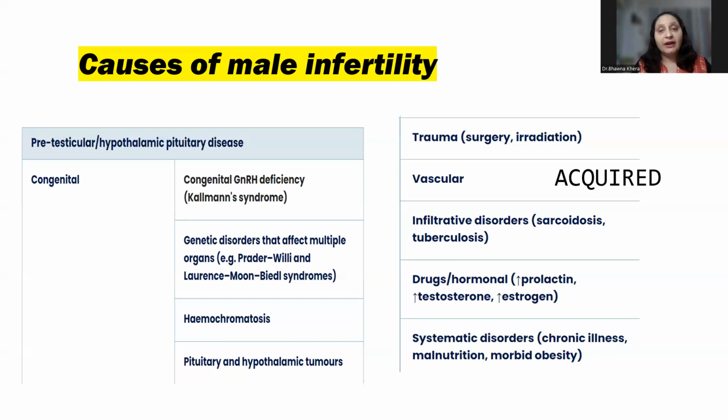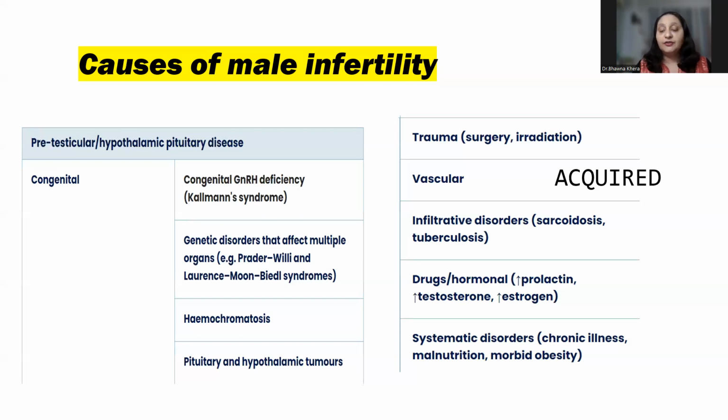Now, what are acquired causes? Like trauma, which may be because of surgery or because of any type of irradiation, vascular causes, infiltrative disorders like sarcoidosis and tuberculosis, which are multi-system disorders. Certain drugs or hormones, like increased prolactin, increased testosterone, increased estrogen: when they are increased, FSH and LH are low. Systemic disorders, chronic illness, malnutrition, morbid obesity. So these are the causes which are basically pre-testicular.